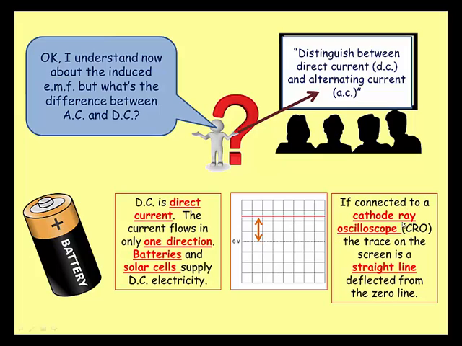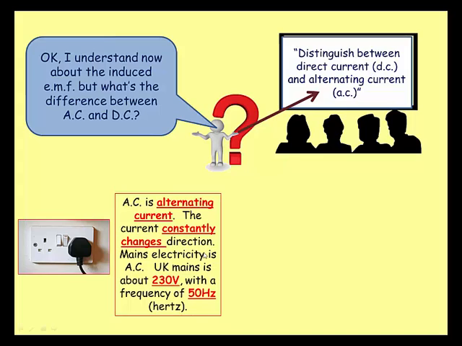So if connected to a cathode ray oscilloscope, the trace on the screen is a straight line deflected from the zero. If you change the terminals round on the battery, the deflection would be down here instead. Okay? Now, AC is what we call alternating current, and in this one the current is constantly changing direction. It's not going in one direction, it goes back and forth very rapidly.